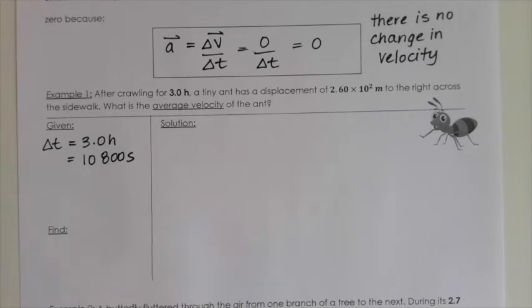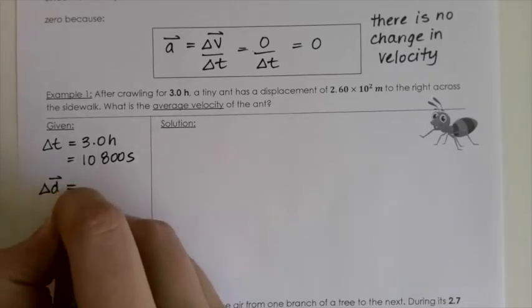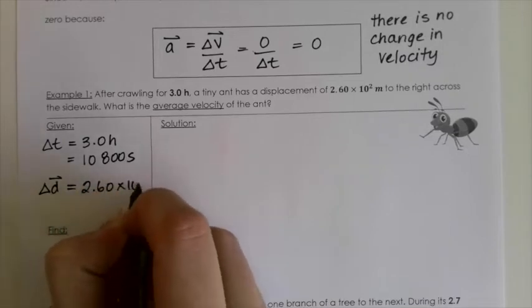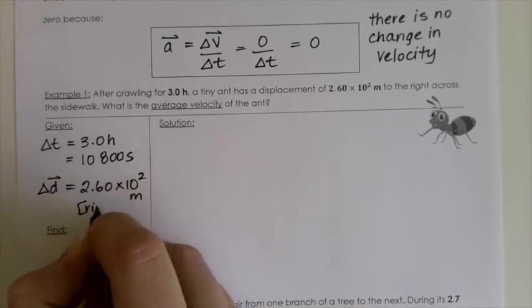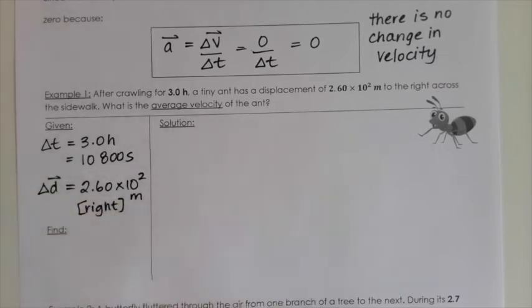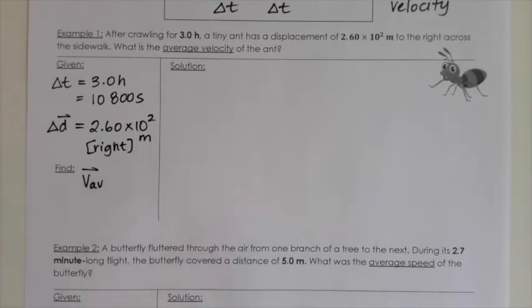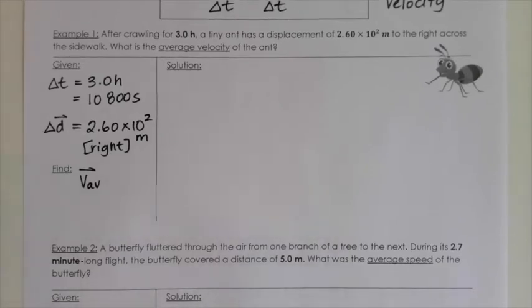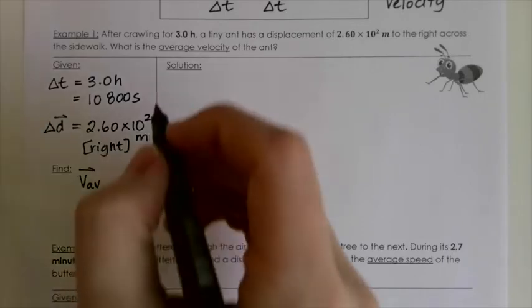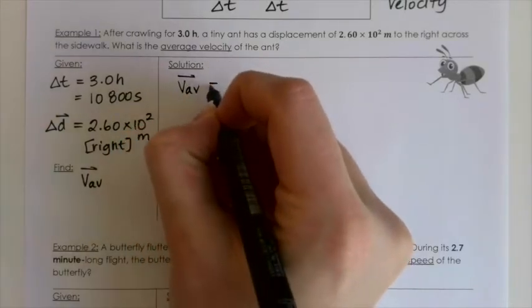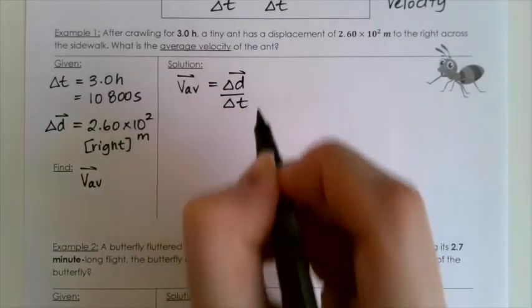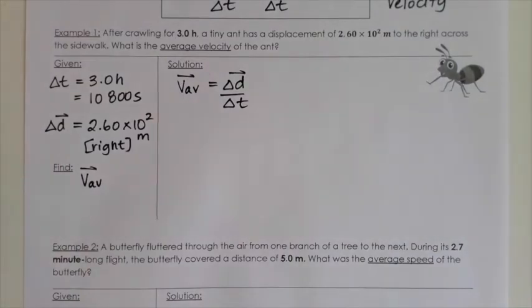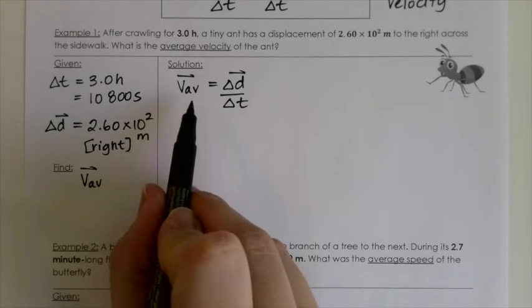The displacement of the ant is 2.60 times 10 to the 2 meters, and we'll just say to the right here. We're supposed to find the average velocity of the ant, so we're looking for V average. As usual, we're going to solve by writing the formula, rearranging the formula, substituting known values with units, and then computing and rounding our answer to the correct number of significant figures. So let's start with our formula. Average velocity equals change in displacement over change in time. We don't have to do any algebra in terms of rearranging because V average is already isolated.